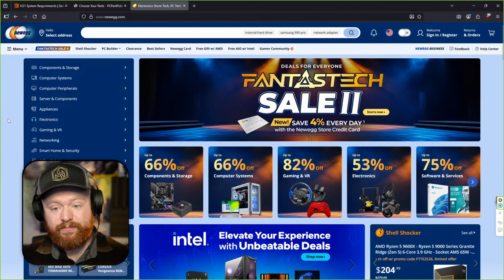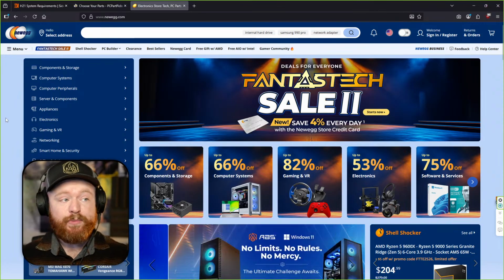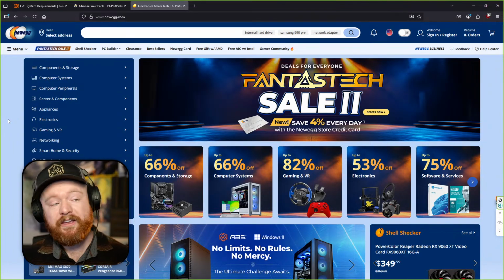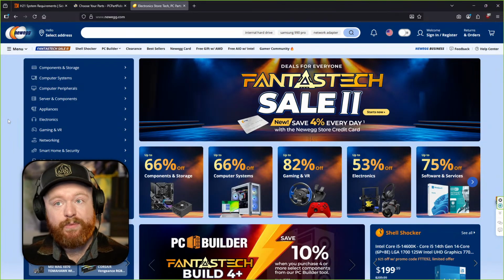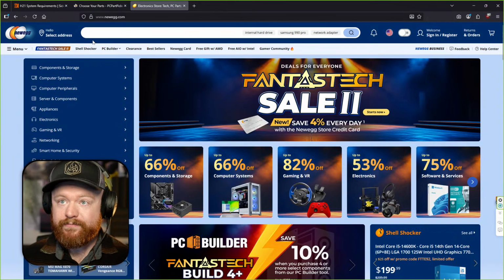For instance, if you're watching this from India, I imagine you can buy computers much cheaper in India than you can here in the United States. So just keep that in mind. If I see something that's $1,000, it might be $200 in your own local currency.